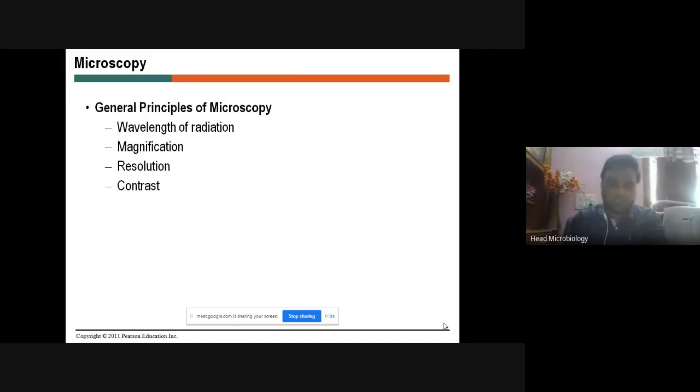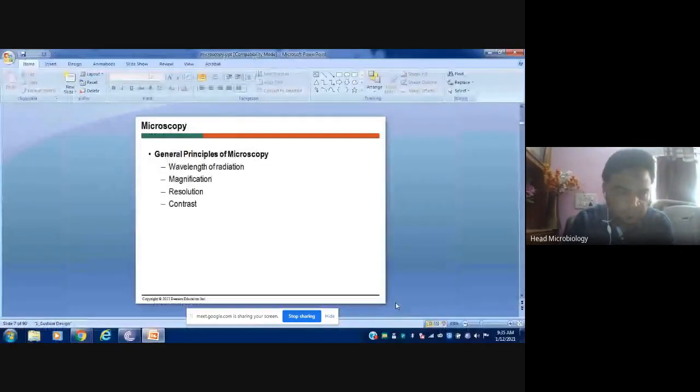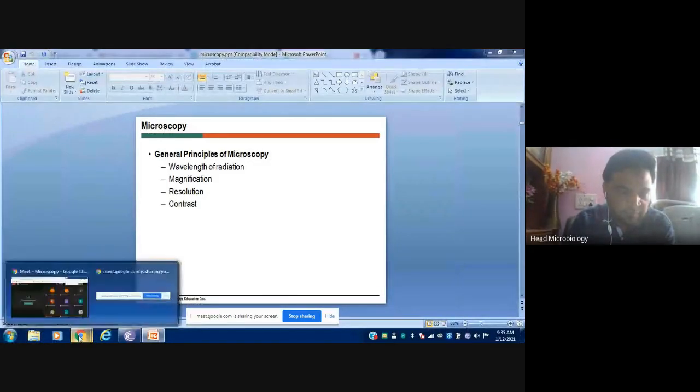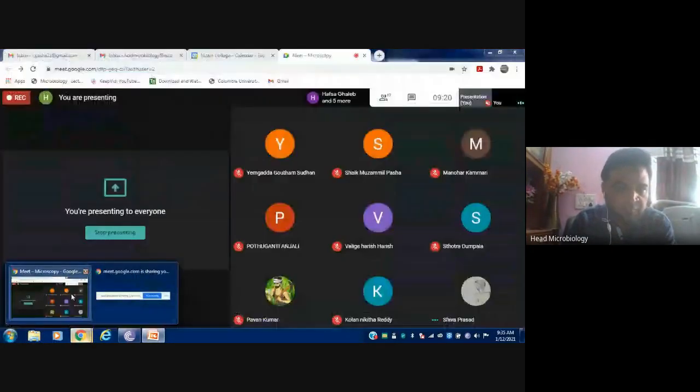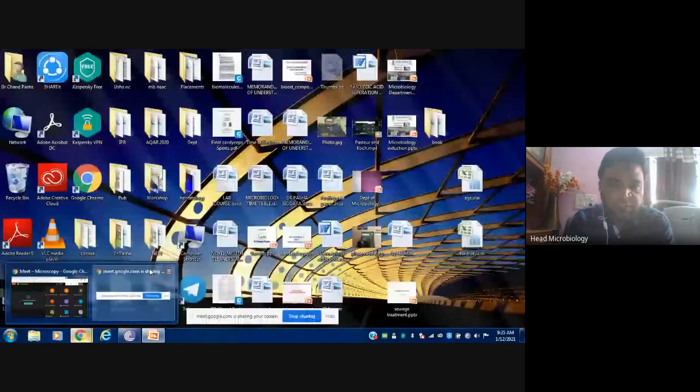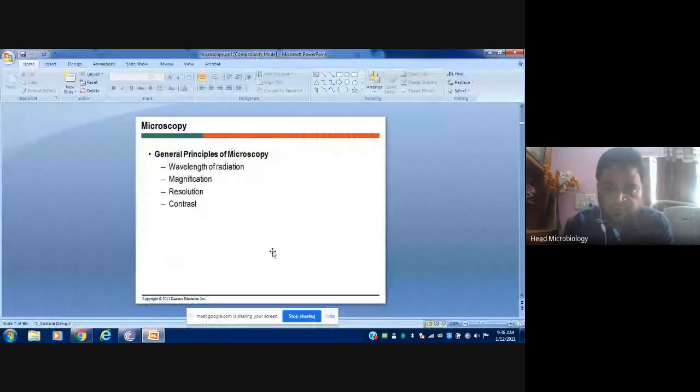What do you mean by the wavelength? What is wavelength? See, the light has the wave property. So the distance between two crests or troughs is called wavelength.